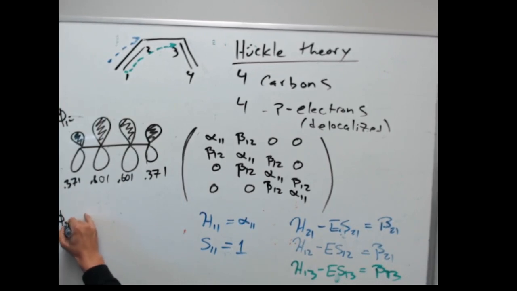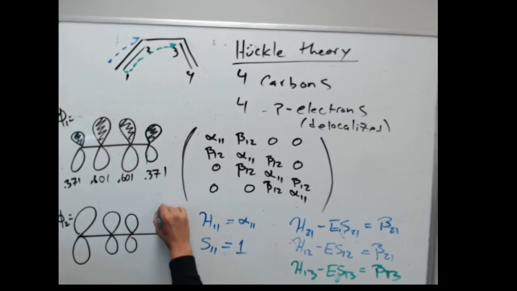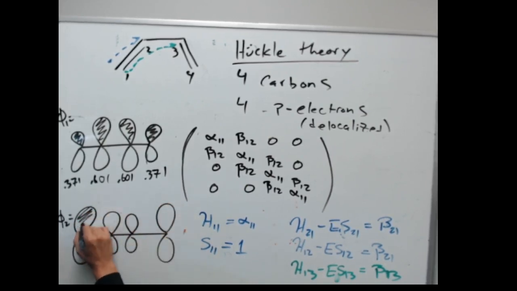Another one of my possible 5 functions, should I do the second one or the last one? There's 3 others to pick from. Which one do you want to see? Let's do the second one. Okay. The second one is 0.6, 0.3, 0.3, 0.6. So the second one ends up being, again, 4 p orbitals, big on the ends, smaller in the middle, big on the end, but the phase flips halfway through.